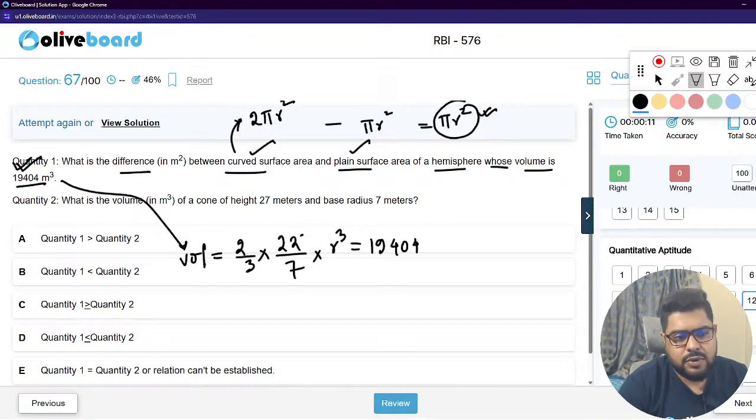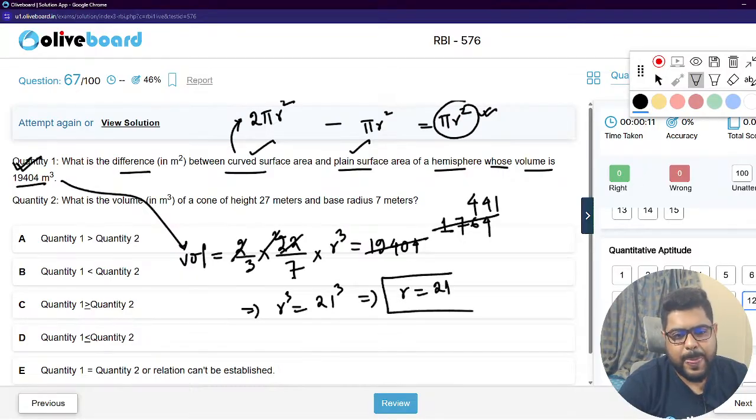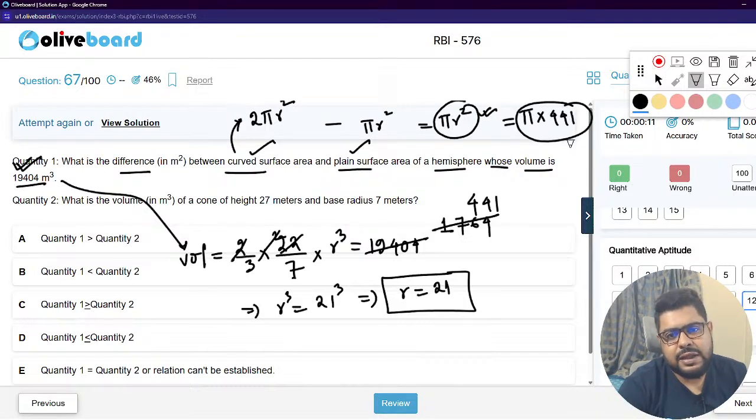19404. 11 ones are 11. 84. So 7s are this. 7 6s are this. 4s are this. 2 2 4. 4 4s are 16. 4 4s are 16. 1. So r cube is this, 21 square and 3 7s are 21. 21 cube. So r is 21. And so the first quantity will be pi into 21 square, meaning 441. This is Q1.